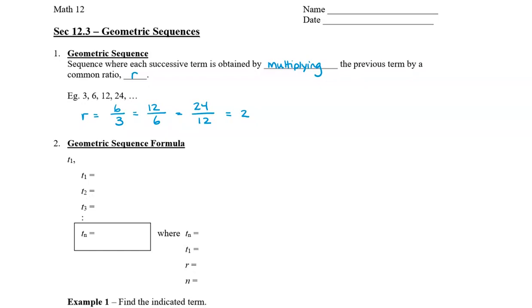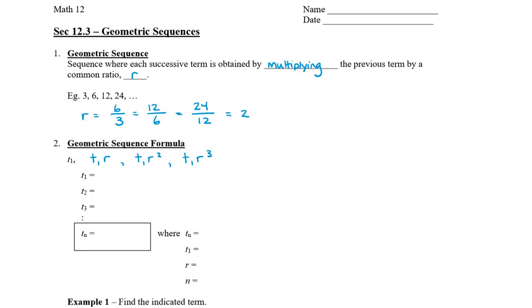All right, so the formula, before I tell you exactly what it is, let's see if we can derive it. So let's say the first term is T1. The second term can be T1 times the ratio. The third term can be T1 times R, and then times R again to get the third term. So we can say this is R squared. And so on. The fourth term would be T1 times R times R times R. So this would be times R cubed.